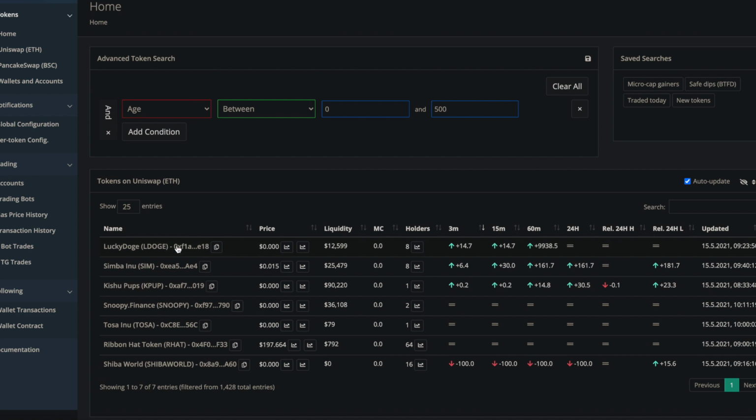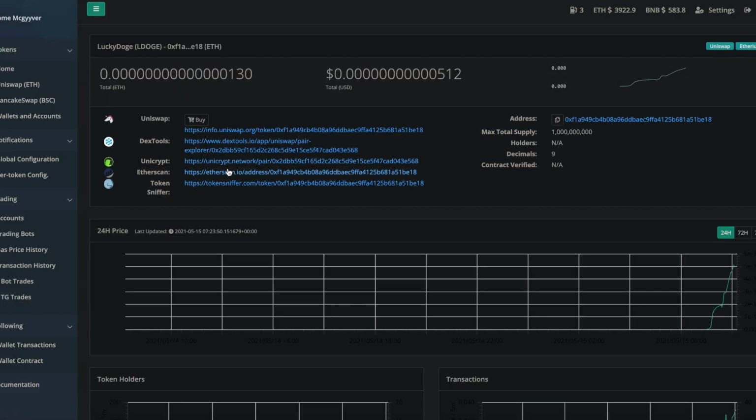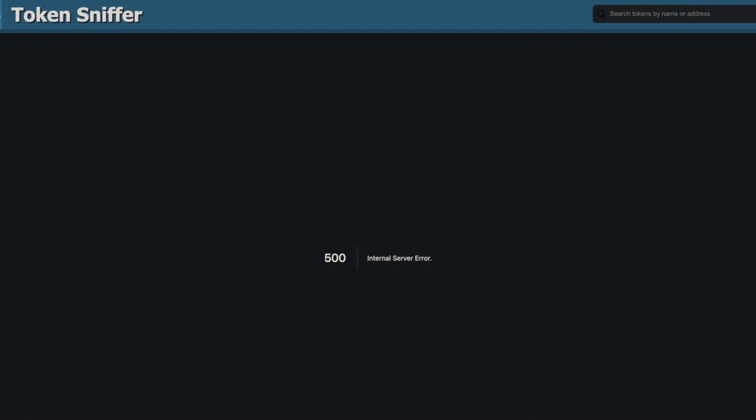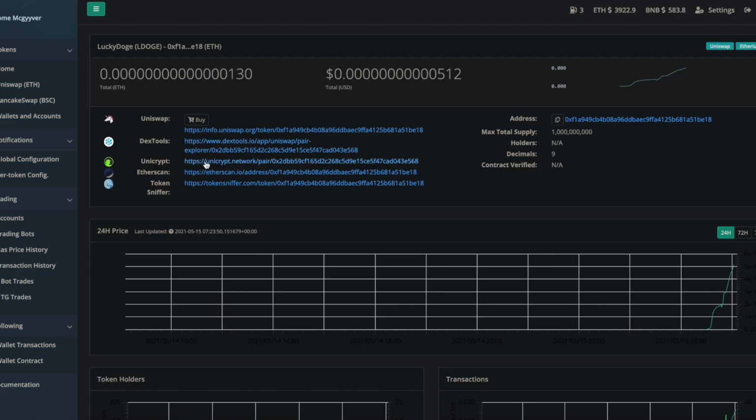Look at this coin. It has 12,000 liquidity. I'm always going to check Etherscan, that's really important. And what else do I have? The Token Sniffer to see if the contract is verified, okay, this one doesn't work. And what else do we have? DEX Tools and Unicrypt.